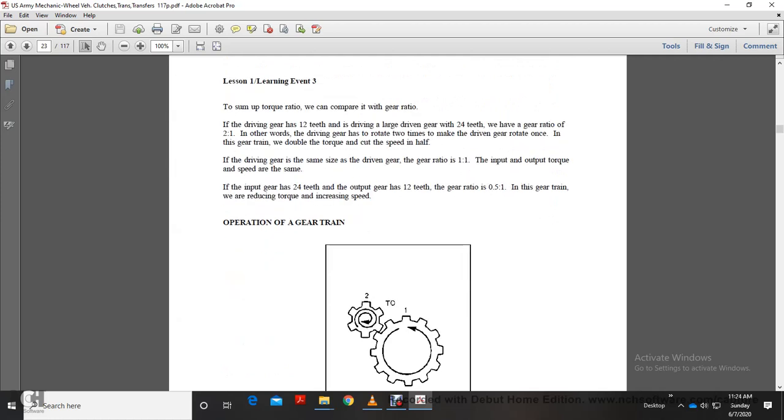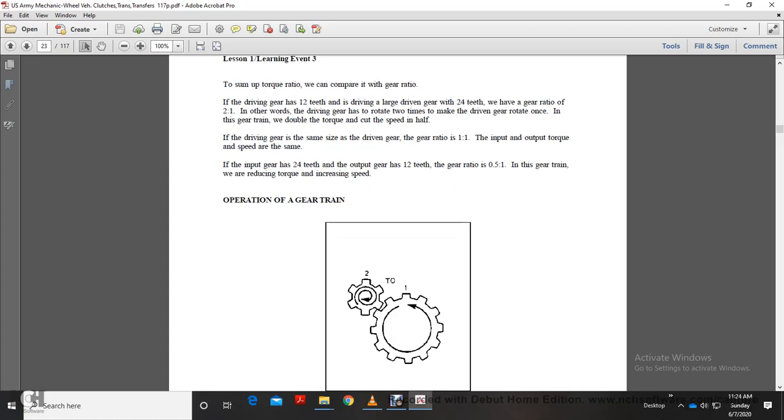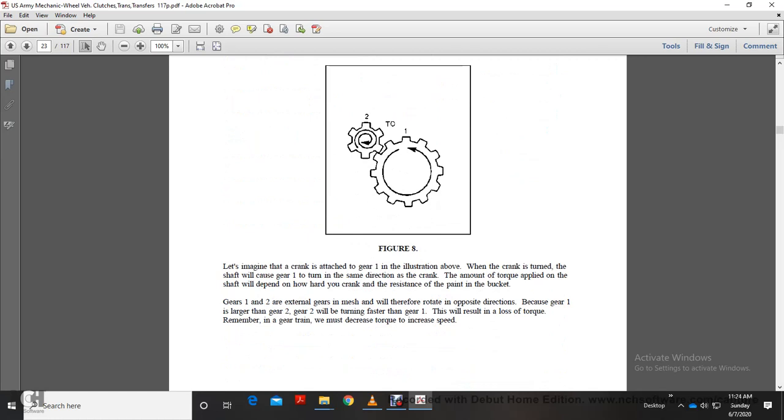Some of the torque ratio we compare with the gear ratio. The driving gear with 12 teeth and the driven gear, a large gear, with 24 teeth, gives a gear ratio of 2 to 1. In other words, the driving gear rotates 2 times to make the driven gear rotate once, and the gear train doubles the torque and cuts the speed in half. With the driven gear the same size as the driving gear, the ratio is 1 to 1. The input and output torque and speed are the same. If the input gear has 24 teeth and the output gear has 12 teeth, the ratio is 0.5 to 1. The gear train is reducing torque and increasing speed. Figure 8 shows a 2 to 1 ratio.